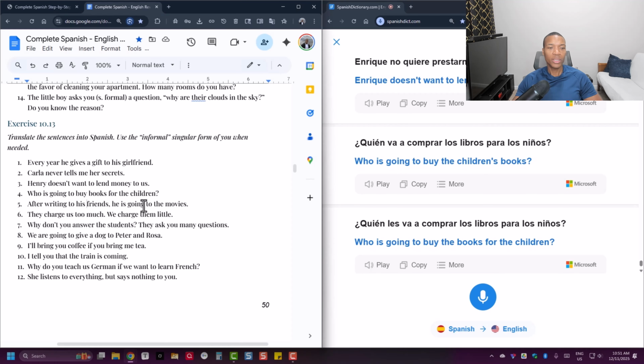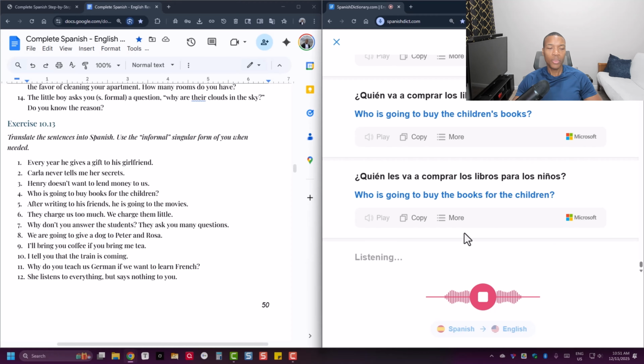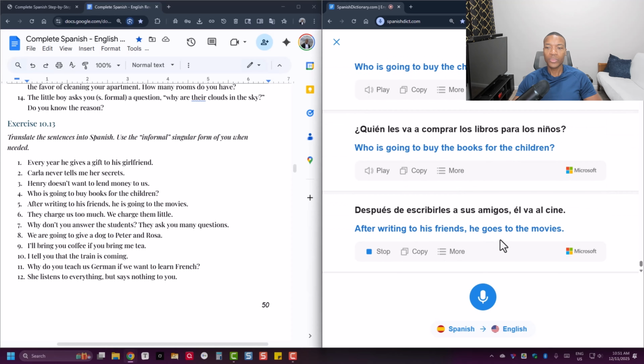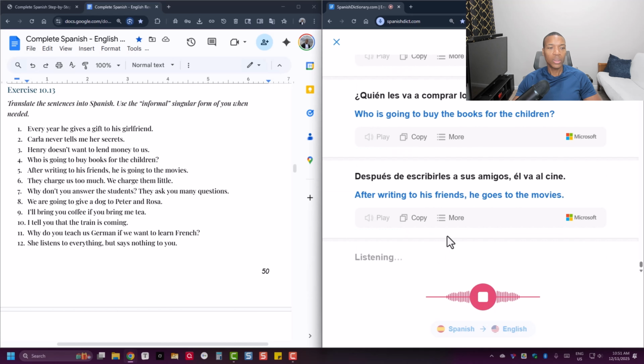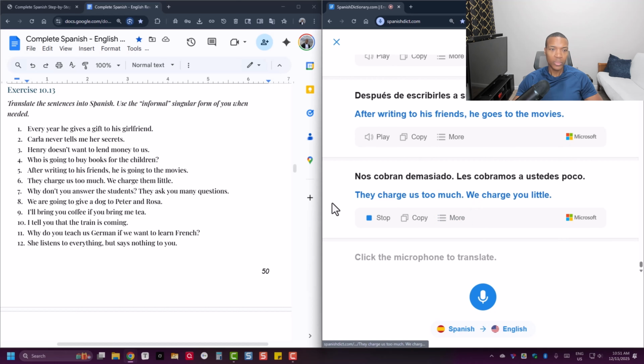After writing to his friends, he is going to the movies. Después de escribirles a sus amigos, él va al cine. After writing to his friends, he goes to the movies. They charge us too much, we charge them little. Nos cobran demasiado. Les cobramos a ustedes poco. They charge us too much, we charge you little.